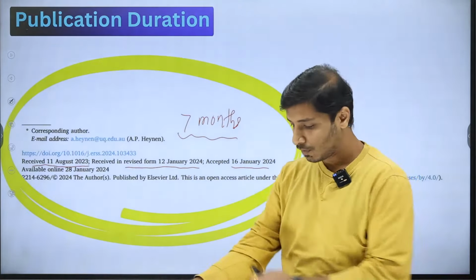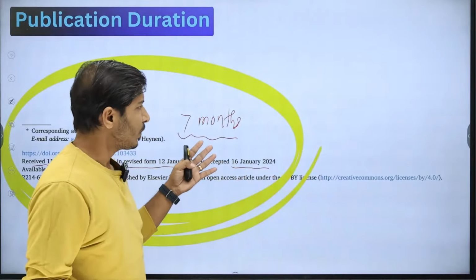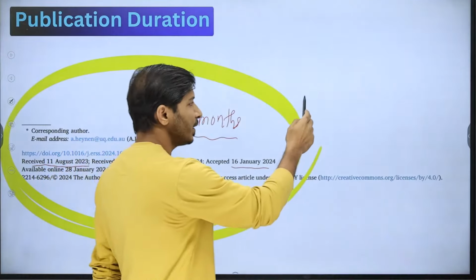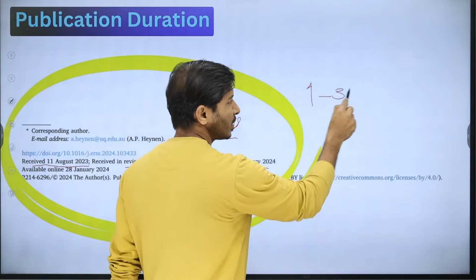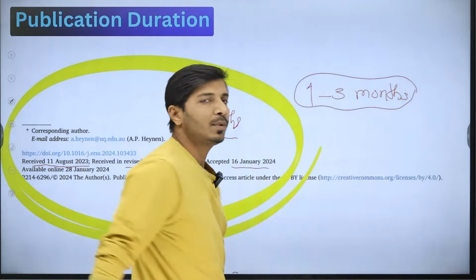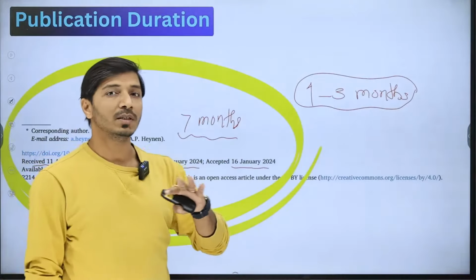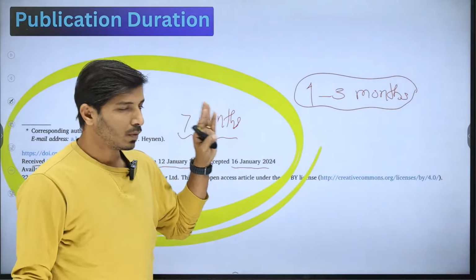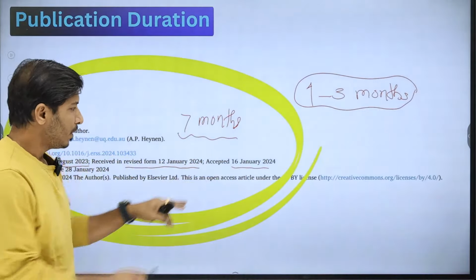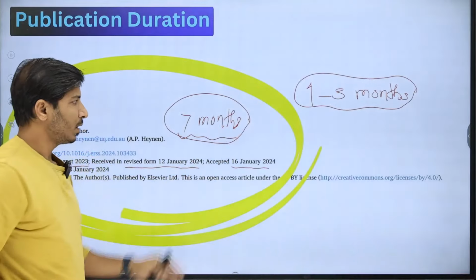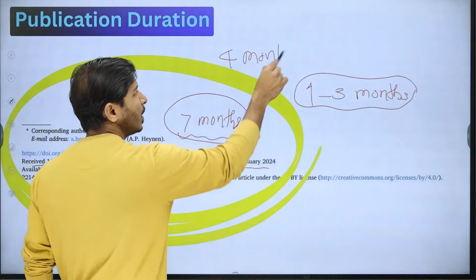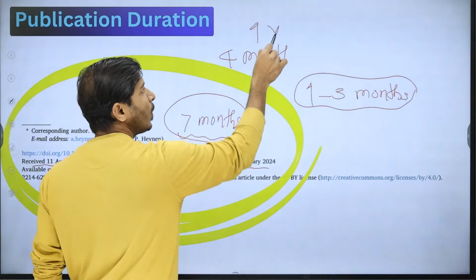Okay, so when we analyze these journals, there are a lot of journals, maybe in thousands, that publish their research articles within 1 to 3 months. But obviously the main thing is we have to spend considerable time to analyze the journal, and I personally feel this stage is very important. So we need to spend considerable time to select the journal. Now this journal has taken 7 months. If I have referred to 10 research articles and a few are published within 4 months, a few within the period of 1 year.